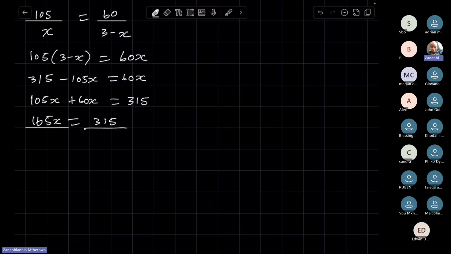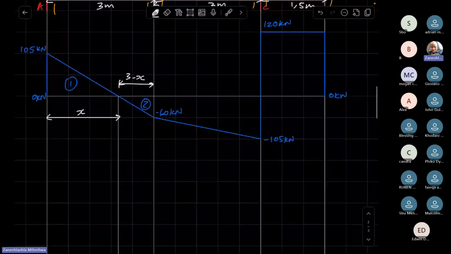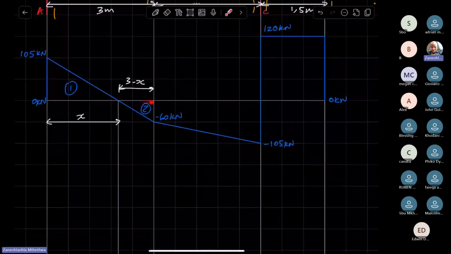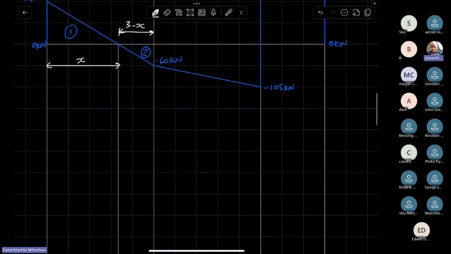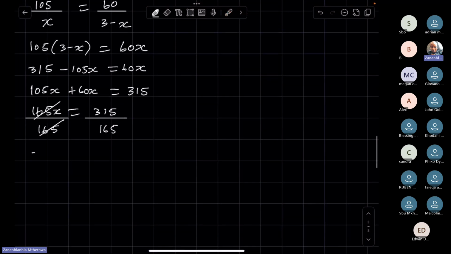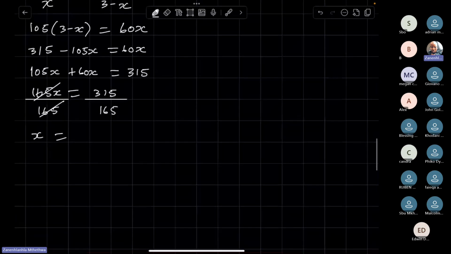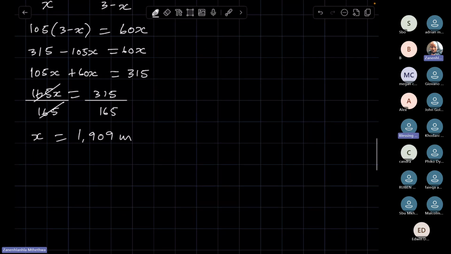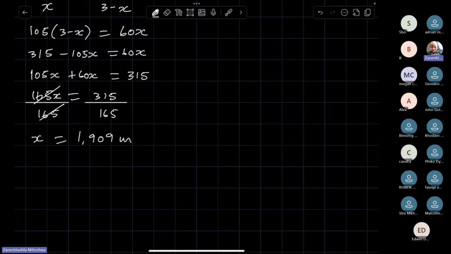And then you solve for x here. This is 315 divided by 165. Now you already know that this tire span is 3 meters, so you are expecting the x value to be less than 3. And what is that equal to? 1.909 meters. Right? And that becomes your x value.